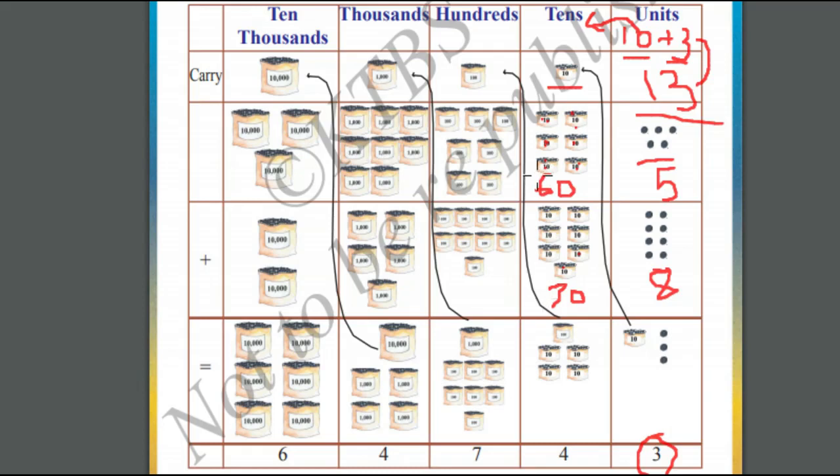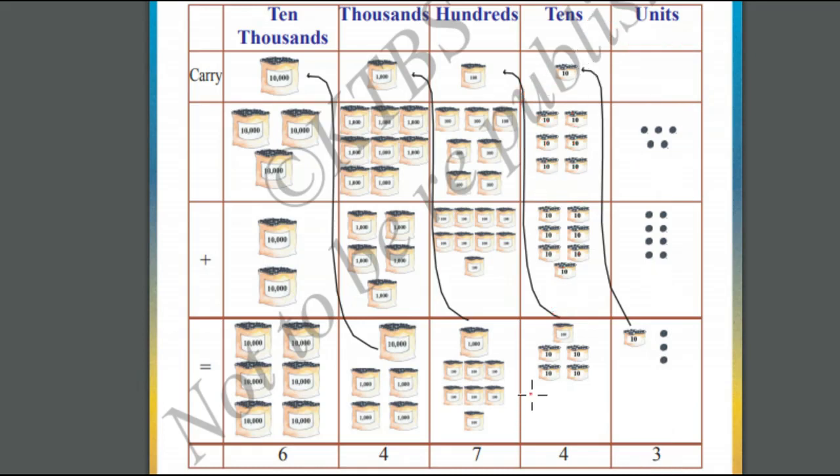Remember, we also got a carry. So 60 plus 70 plus 10 is equal to 140. We cannot represent 140 in the tens place, right? So we will write it as 100 plus 40. In the tens place we can write 4. 4 in the tens place is nothing but 40, right? We will write 4 in the tens place and we will carry 100 to the hundreds place.